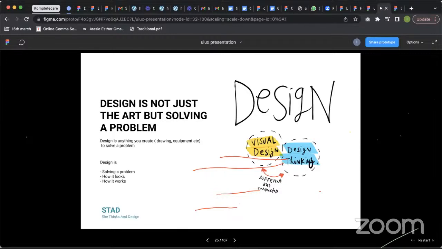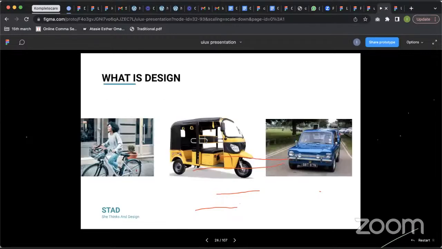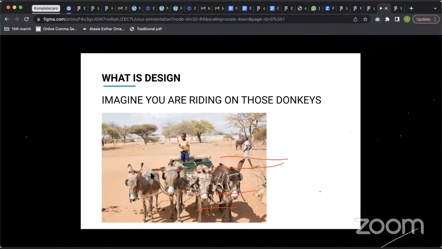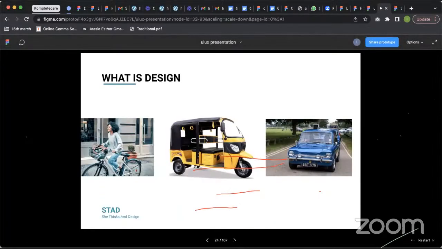So what that means is that, first of all, this is actually a design. Design is not just restricted to product design. There's something called architectural design, building design, stuff like that, right?